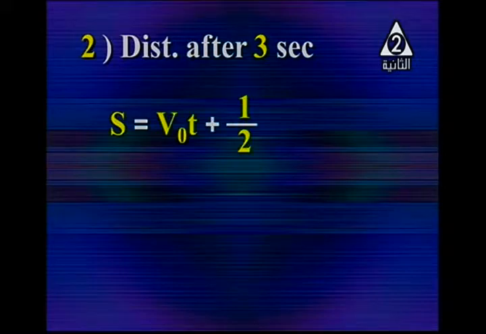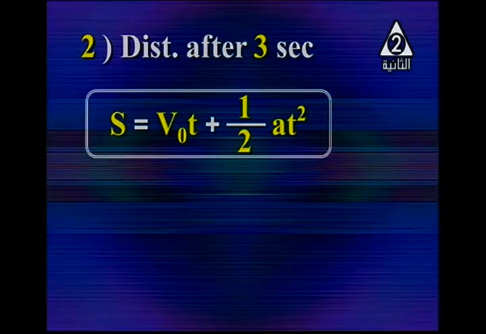Find the distance after 3 seconds. When we find the distance after 3 seconds, we use the second rule: S equals V naught t plus half a t square. Remember, dear student, the given is V naught equals 5, t equals 3, and the acceleration is a, so we use this rule to find the distance after 3 seconds.